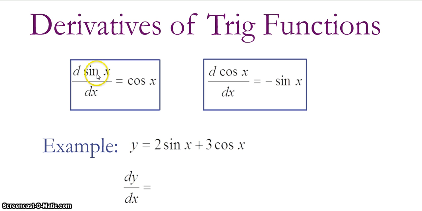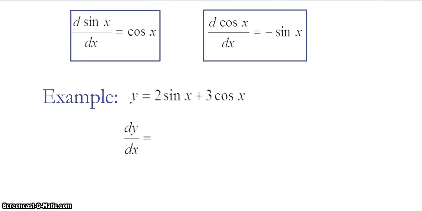And if you know the derivative of sine of x, and you know the derivative of cosine of x, and you know trig identities, you can come up with the derivative of any other trig function. Before we do that, I want you to find dy/dx when y is 2 sine of x plus 3 cosine of x. Pause the video, unpause when you're ready to check your work. Yes, it was that simple. 2 cosine of x minus 3 sine of x is our answer.